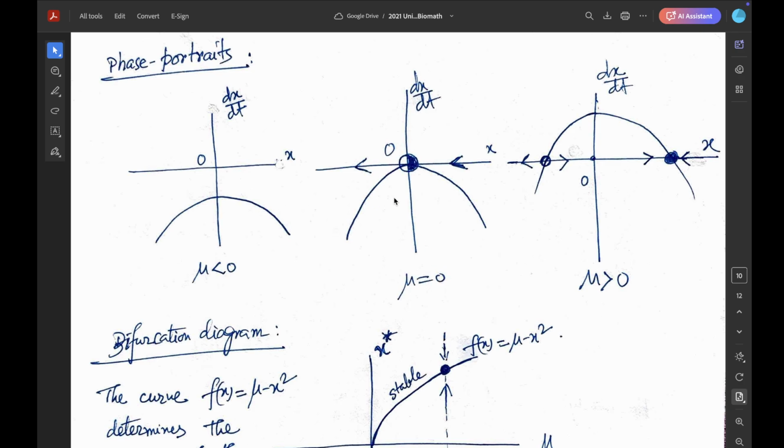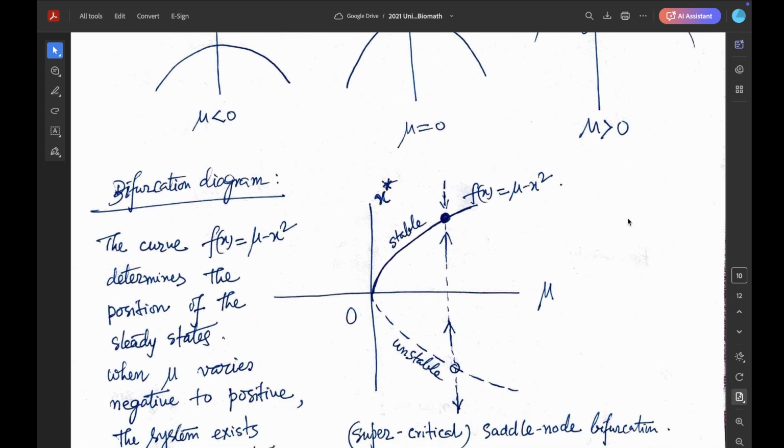And for mu equal to 0, this is the phase portrait, this x-axis, this corresponding vertical axis dx dt, and the corresponding point mu is this. And from the right hand side, trajectories approach this point, so this is stable, and the left hand side is unstable, so this is semi-stable. And when mu greater than 0, the graph is this, and this point minus root mu is unstable, but root mu is stable, going to this point from both sides.